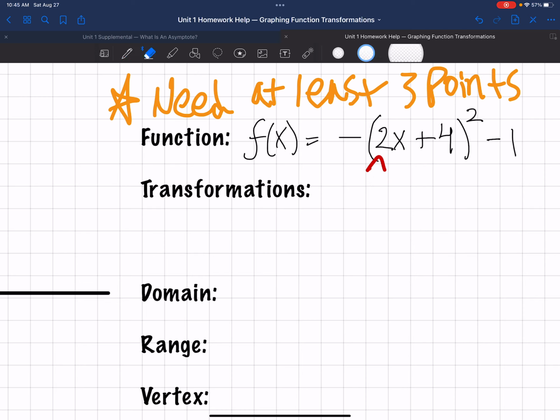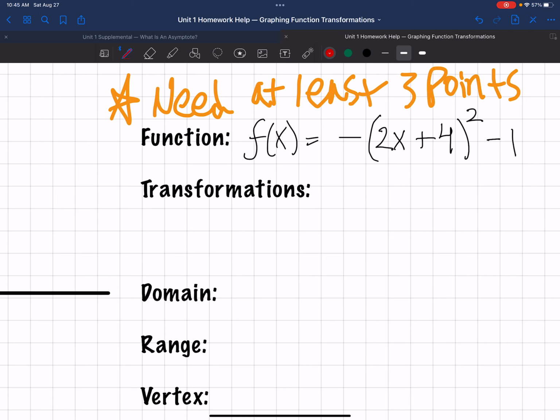Spoiler alert, I'm going to whisper this. I don't think this is on the test. So, if you're really worried about factoring this, don't. Okay? And that's a little helpful hint to those of you who have actually decided to watch this video.